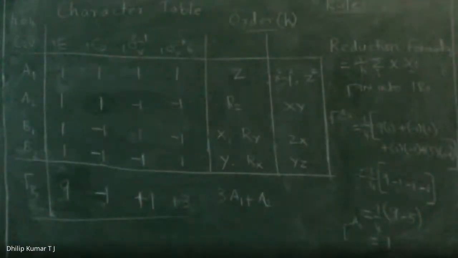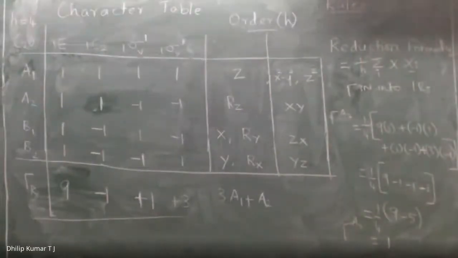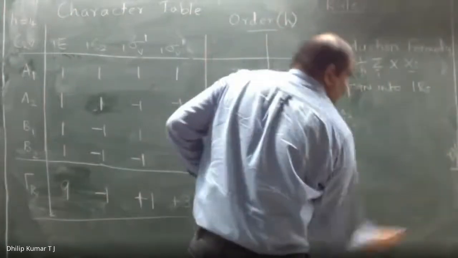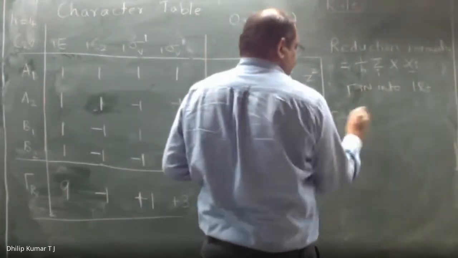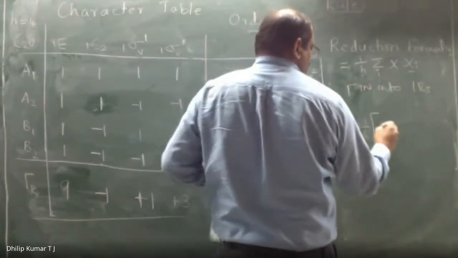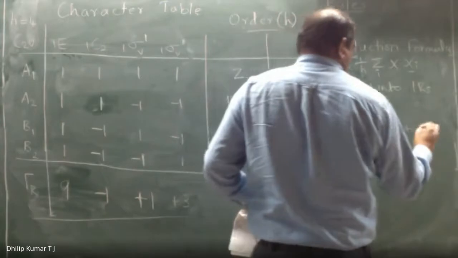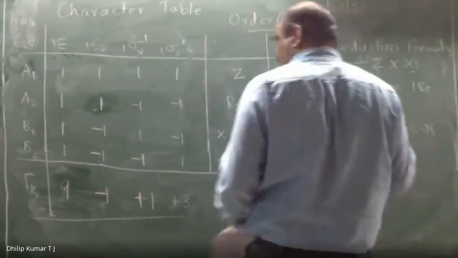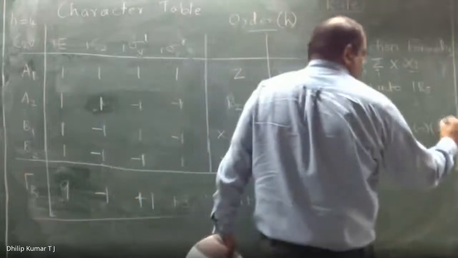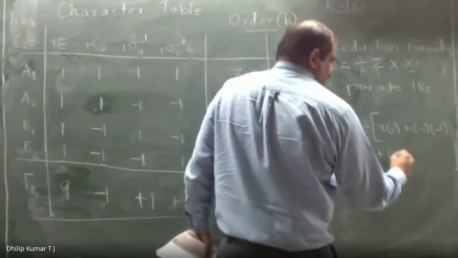A1, how many will be there? A2, how many will be there? Okay, so I got 1 A2. Similarly, do it for B1. So again, 1 over 4. B1 is 9 into 1 plus minus 1 into B1 is minus 1, plus this is minus 1.